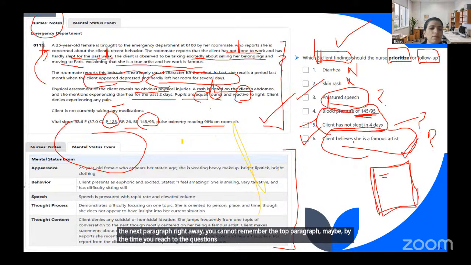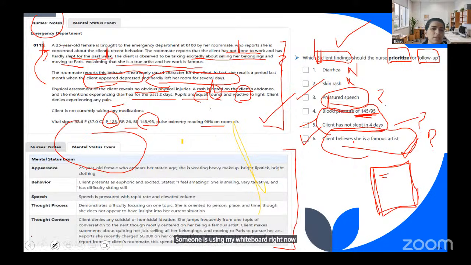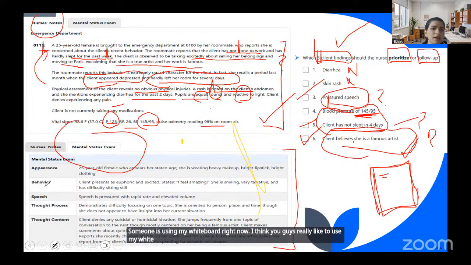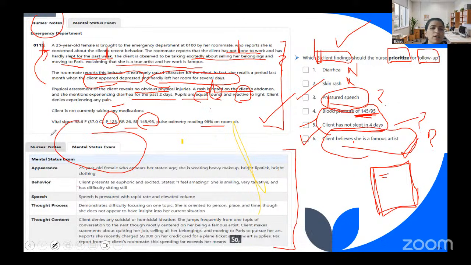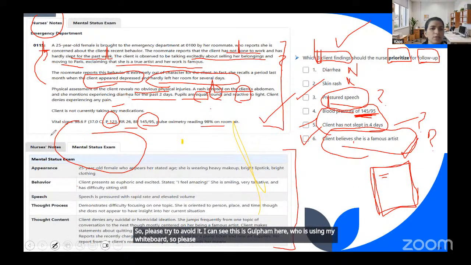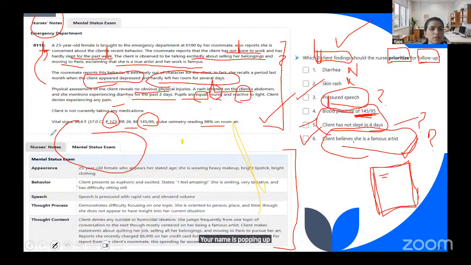Someone is using my whiteboard right now. I think you guys really like to use my whiteboard at the same time. So please try to avoid it. I can see this is Gulfam here who is using my whiteboard. So please refrain from that. Your name is popping up on my screen too.